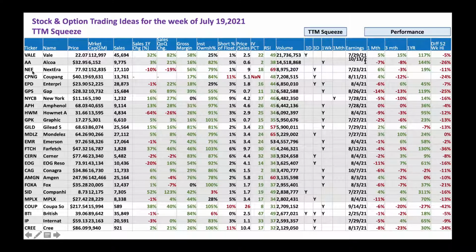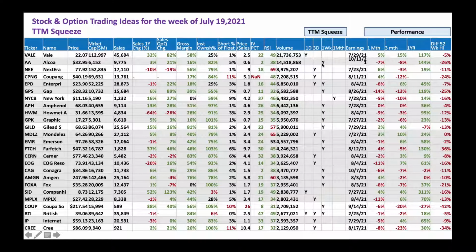And then we've got Alcoa, ticker symbol AA, and the price here is $32. Also good sales growth, as you can see here, and I also have the volume here. It tells you whether there is a lot of volume or liquidity. All these stocks have nice liquidity. You don't need to worry too much about liquidity here.